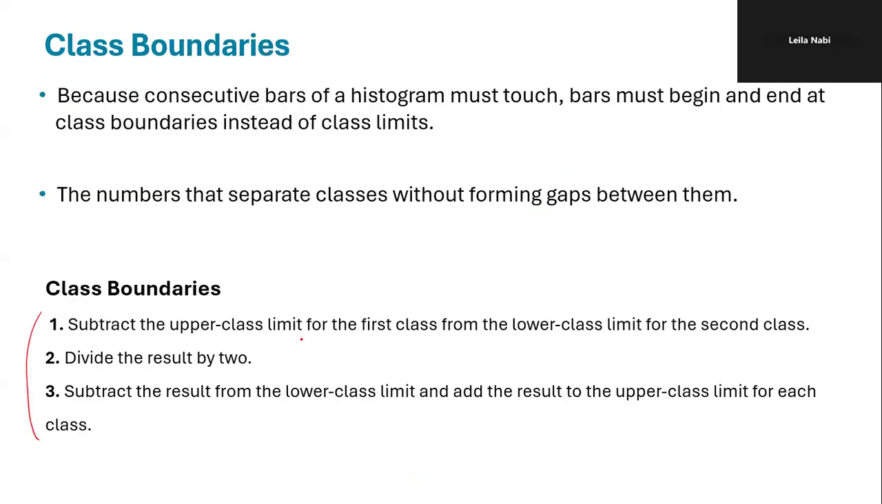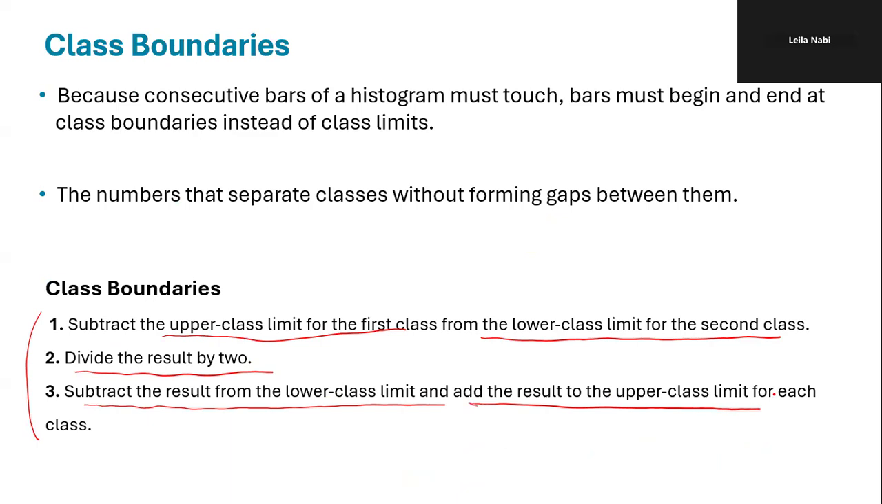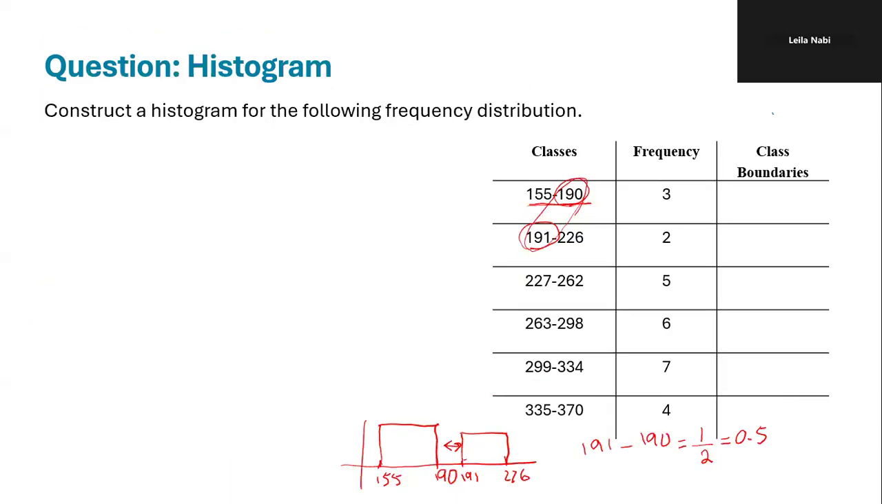So we subtract the upper class limit of the first class from the lower class limit of the second class. Then we divide the result by 2, and after that we subtract the result from each lower class limit and add it to each upper class limit. So 0.5 must be subtracted from each lower class limit because we want to go 0.5 back, and then add it to each upper class limit.